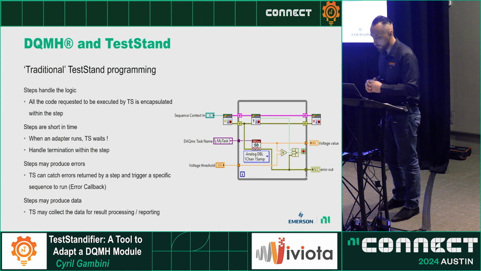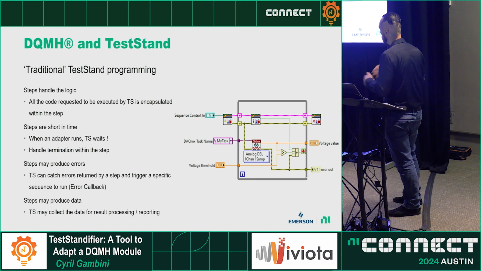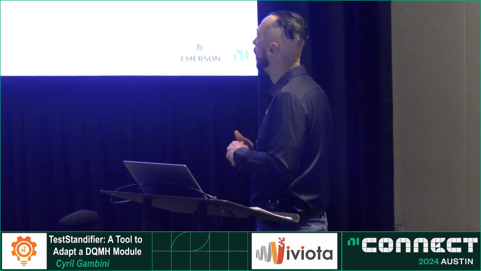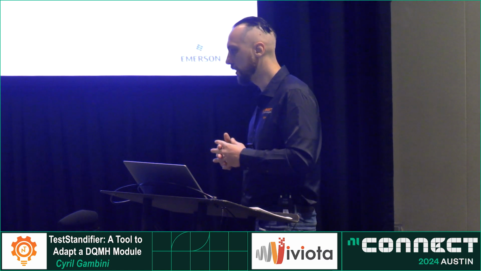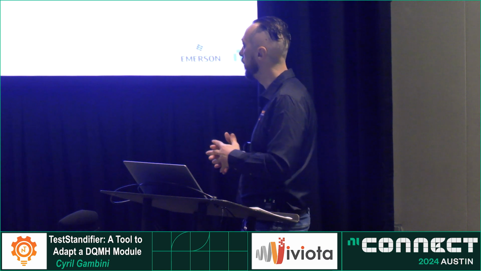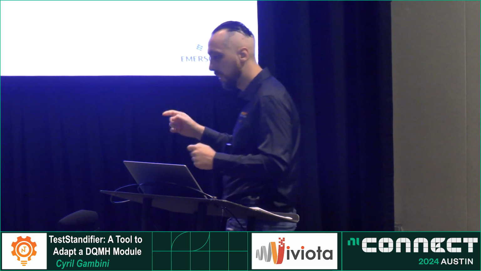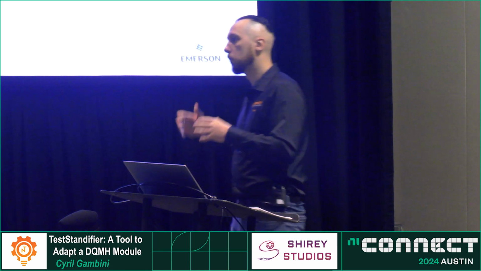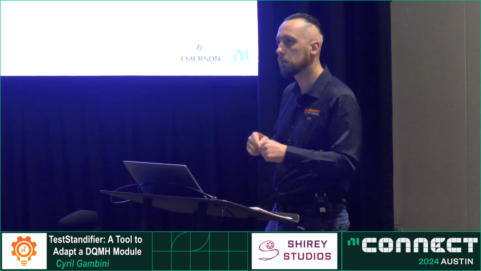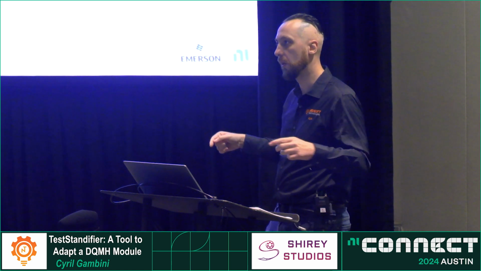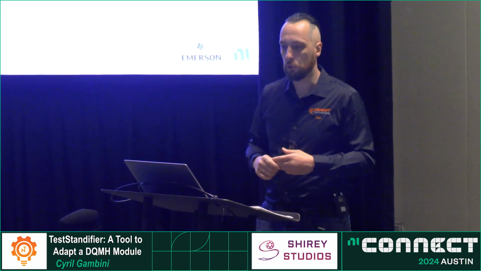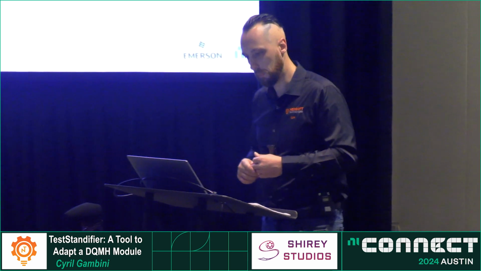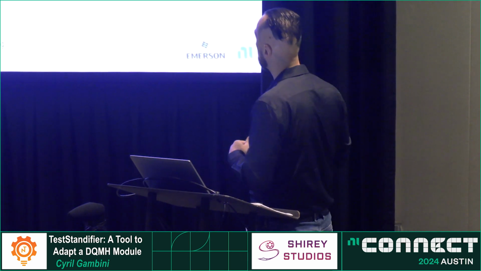And a step may produce data for result processing and reporting, of course. In traditional TestStand programming, if you want to actually stop at a certain point in your sequence and see what your VI will do, you just add a breakpoint in your sequence in front of your step. Go to the breakpoint, press F8, and you dive into your step, and you actually see what the step is doing, right? This is a crucial point because it will not work that way with DQMH. So just keep that in mind.